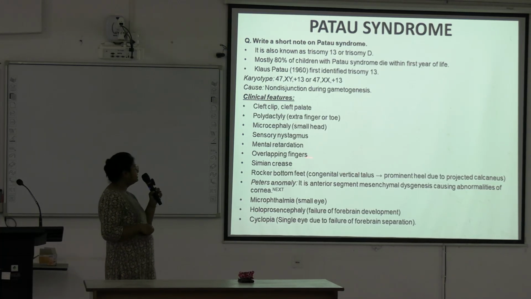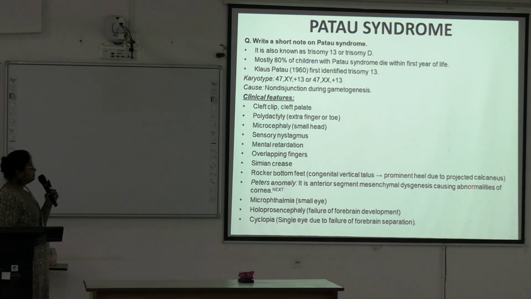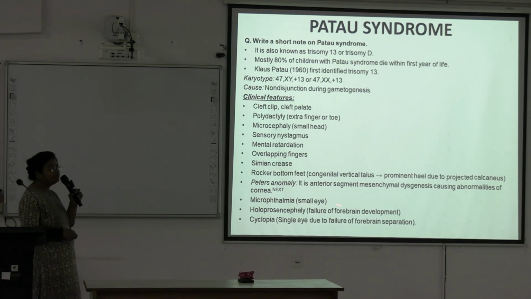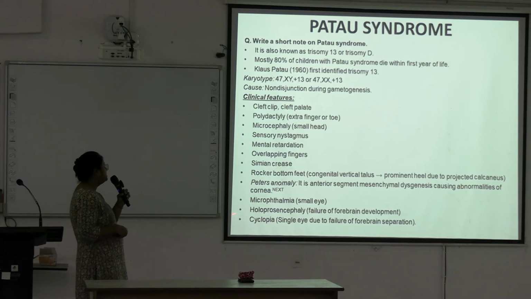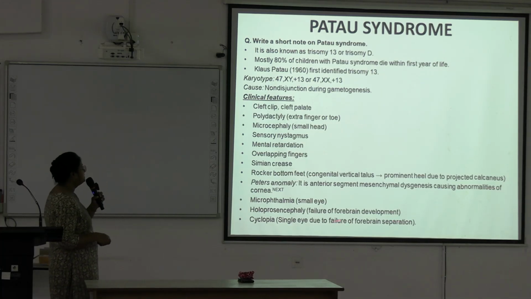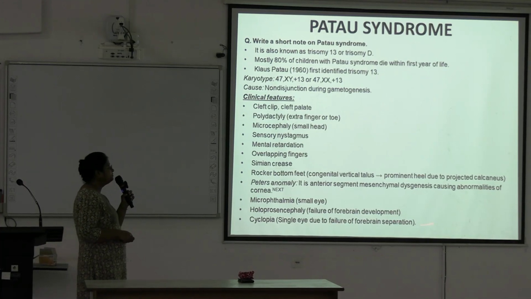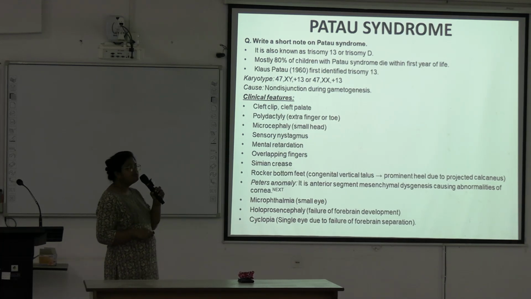Peters anomaly is anterior segment mesenchymal dysgenesis causing abnormalities of the cornea. Microphthalmia, there is a small eye. Holoprosencephaly, there is failure of forebrain development, and cyclopia, a single eye due to failure of forebrain separation. So all these are features of Patau syndrome.